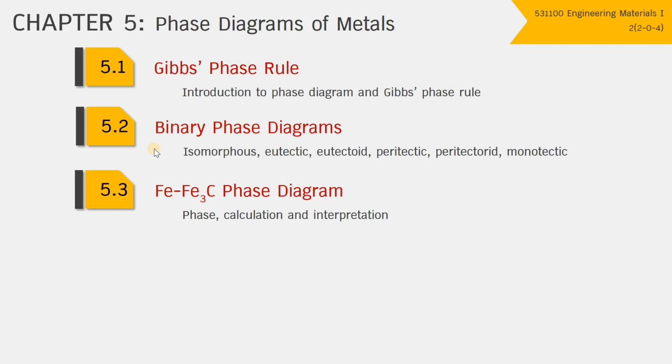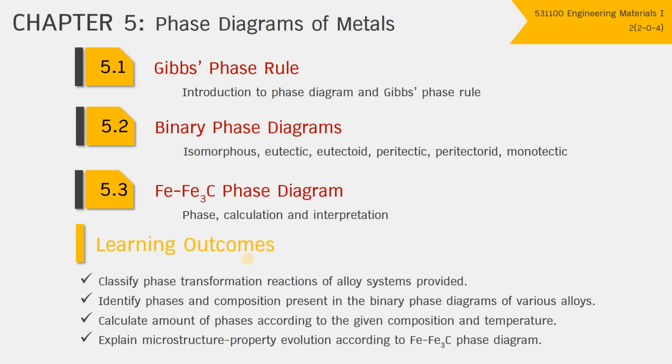Then on the next topic, we will concentrate on different types of boundary phase diagrams, including isomorphous, eutectic, eutectoid, peritectic, peritectoid, and monotectic types of boundary phase diagram. Finally, and very important, it is the iron and iron carbide phase diagram that I will give you the details on the phase calculation and interpretation.